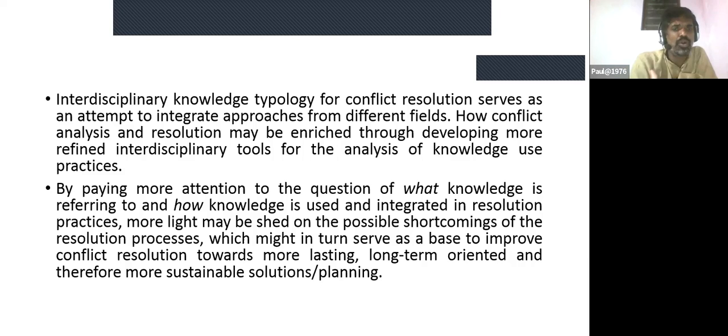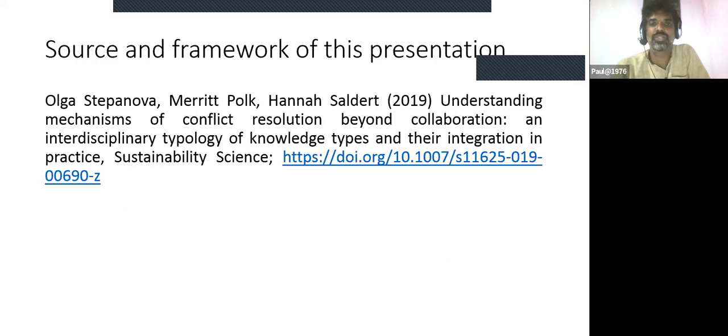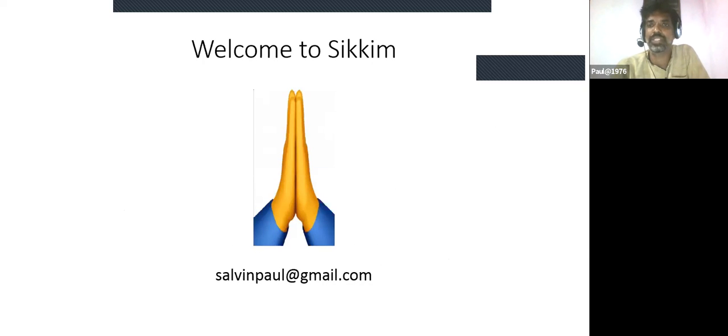So by paying more attention to the question of what knowledge is referring to and how knowledge is used and integrated in resolution practice, more light may be shed on the possible shortcomings of the resolution process, which might in turn serve as a base to improve conflict resolution towards more lasting, long-term oriented, and therefore more sustainable solutions and planning. So dear friends, thank you so much.